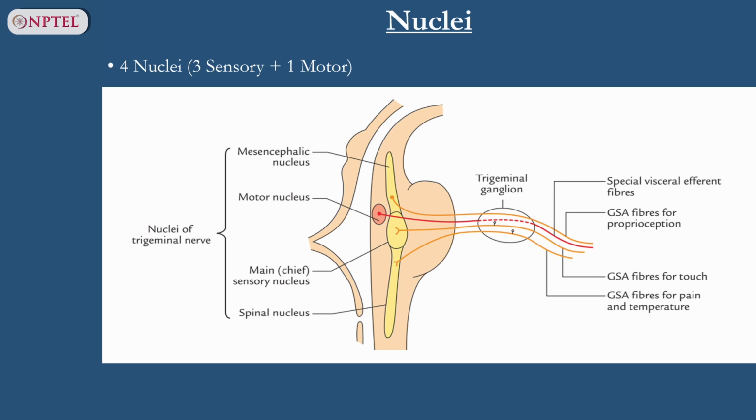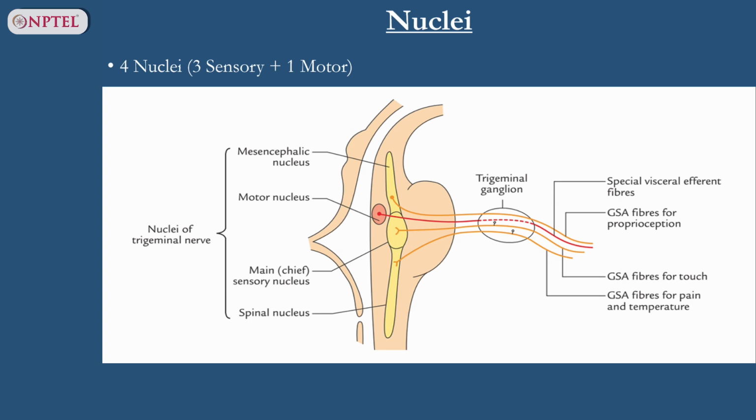Out of 4, 3 are sensory and 1 is motor. The sensory nuclei include the primary sensory nucleus, which is located in the lateral part of the pons. The spinal sensory nucleus, which is a long nucleus, extends from the caudal end of the primary sensory nucleus till the cervical segments 2nd and 3rd. The mesencephalic nucleus is located in the midbrain on either side of the aqueduct of Sylvius.